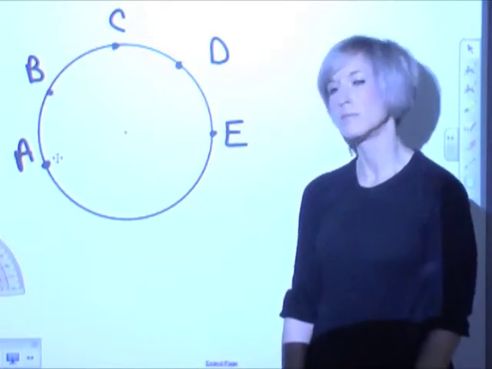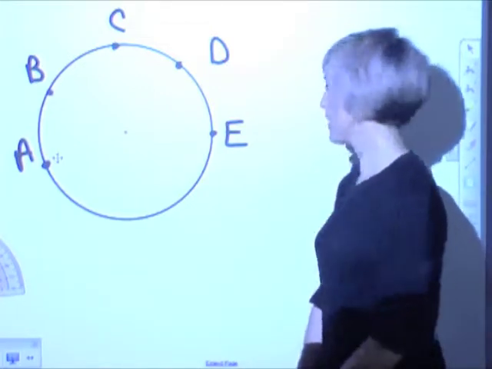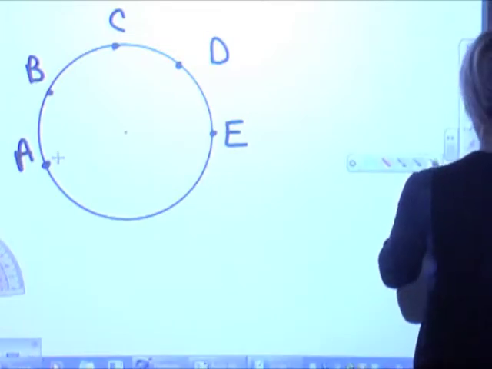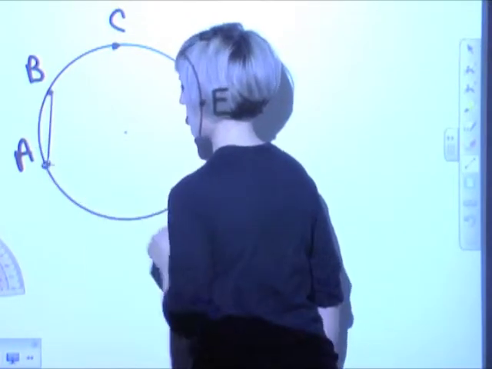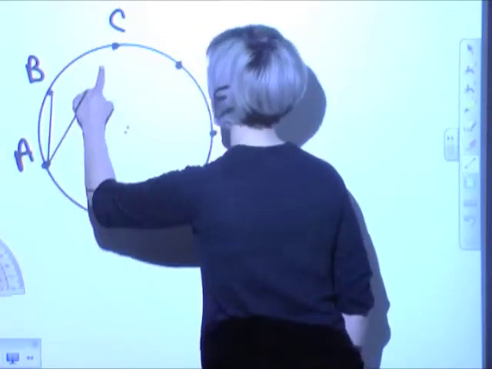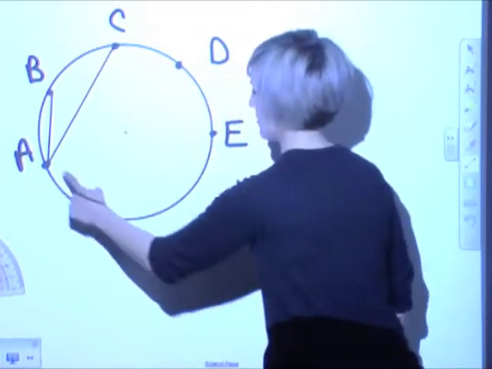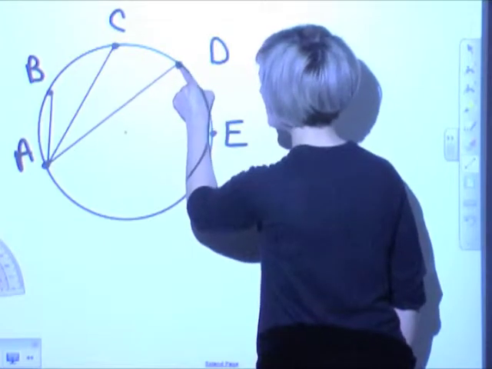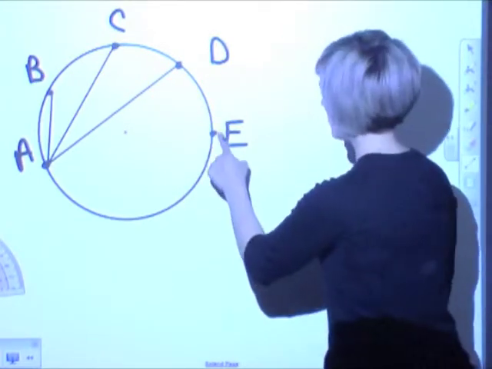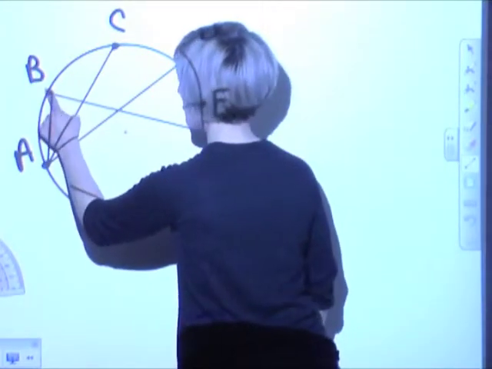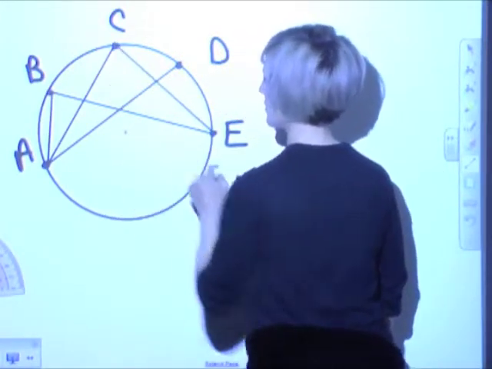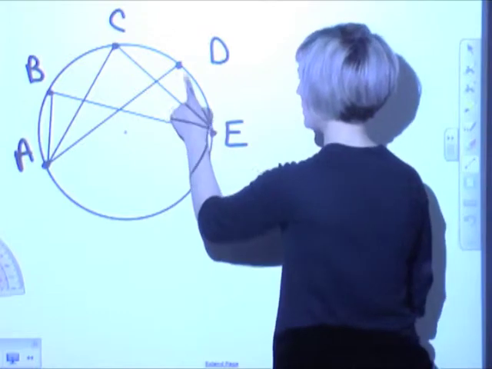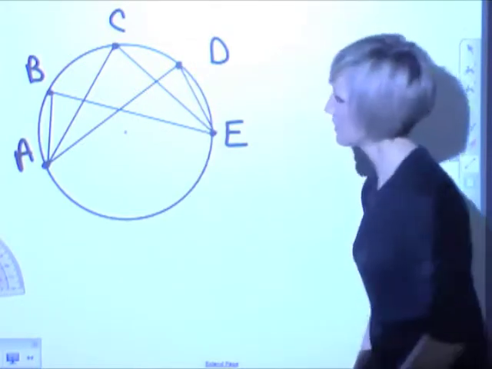Now let's join the points A to B. Okay, so we're going to start joining points here. A line from A to B, A to C, A to D, and E to B, so from point E back to B, E to C, and E to D. Okay, like so?